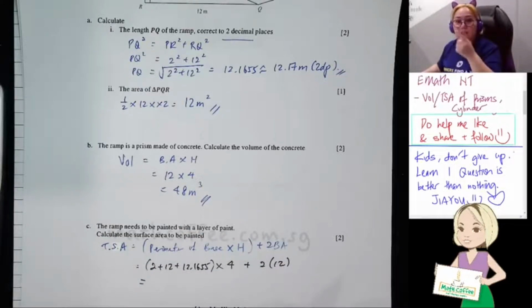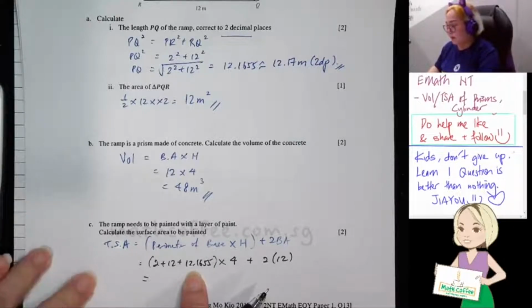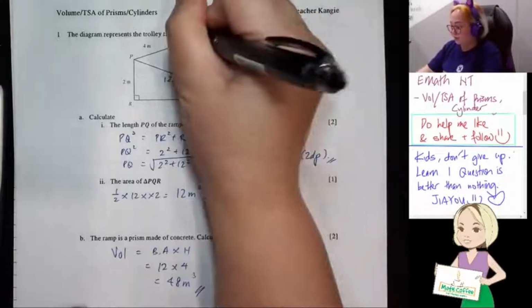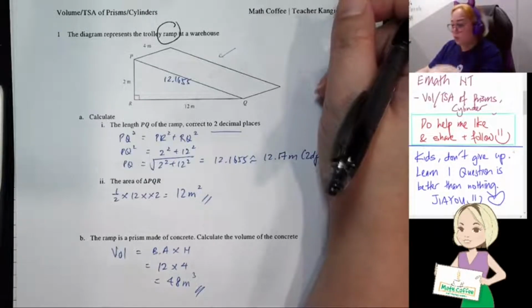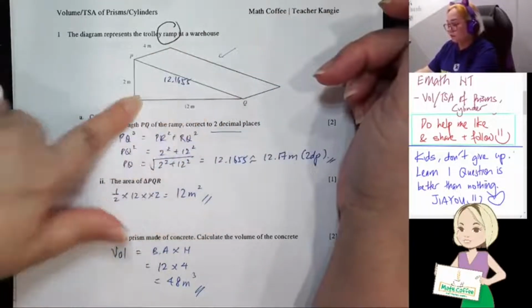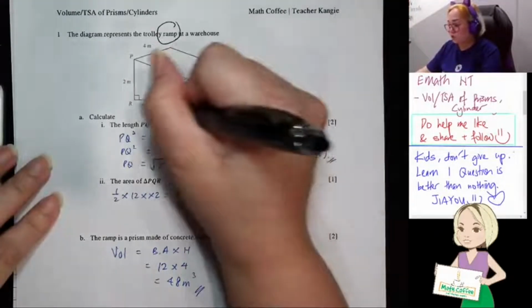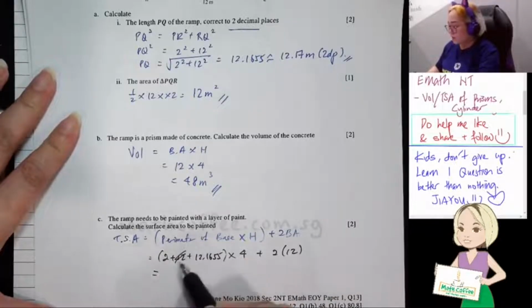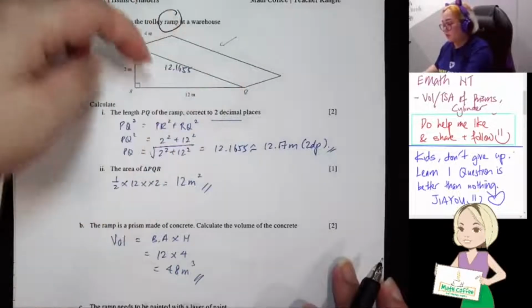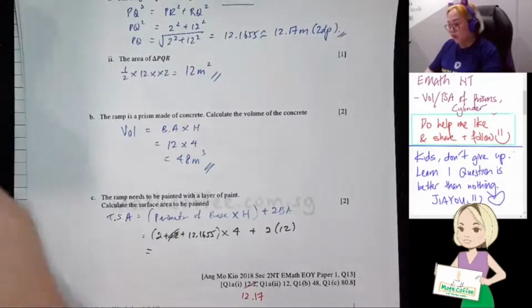Okay, in this case, this is a special case, kids. Over here, I did 2 plus 12 plus 12.1655. But let's think a little bit more logically. This is a ramp. So you see, when you have a trolley ramp, you only paint what you see, right? So this 12 is on the floor. So you don't need to go and waste your paint to paint the bottom. So we don't need to paint the bottom face. So in this case, we will not include the 12. So that means I will only paint this face, as well as the front and the back. We do not paint the bottom. So in this case, I remove the 12. So in this, it will be 2 plus 12.1655 times 4 plus 24.